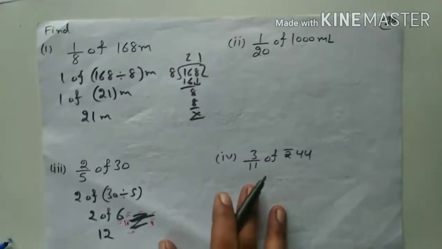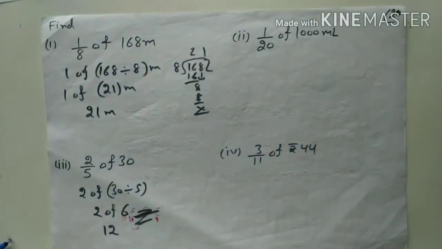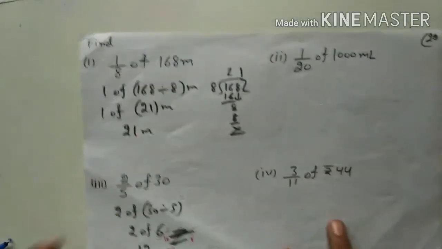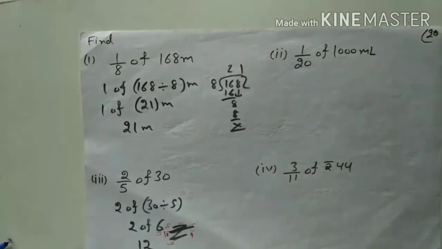Now, in these sums, what are we going to find? We are going to find the fractional part of a given quantity. Okay, here in this question 168 meter was the total quantity, and we are going to find what is the 1 by 8 part of that 168 meter.